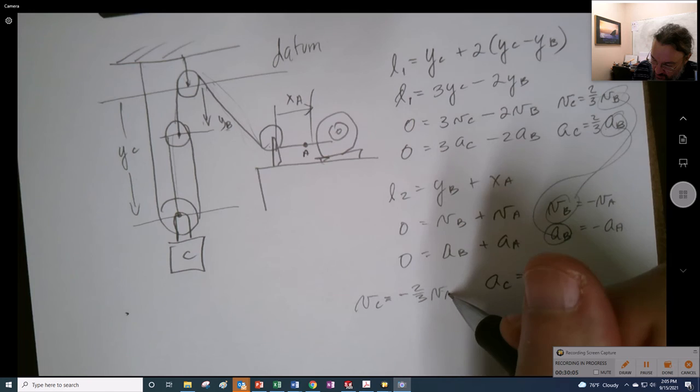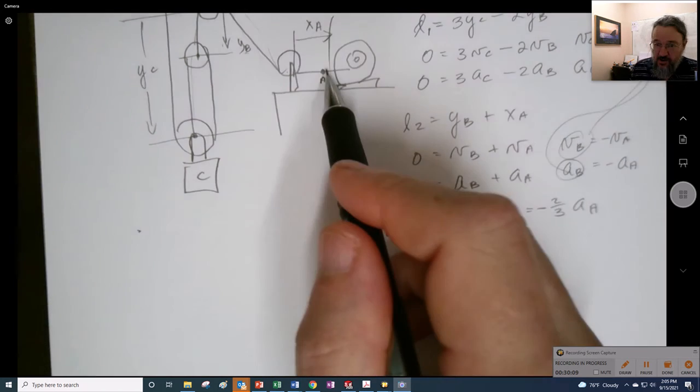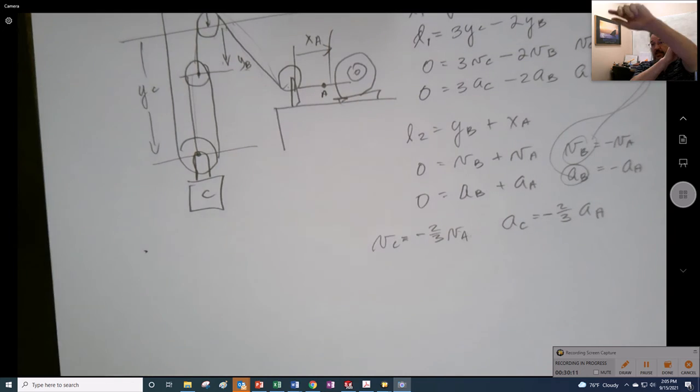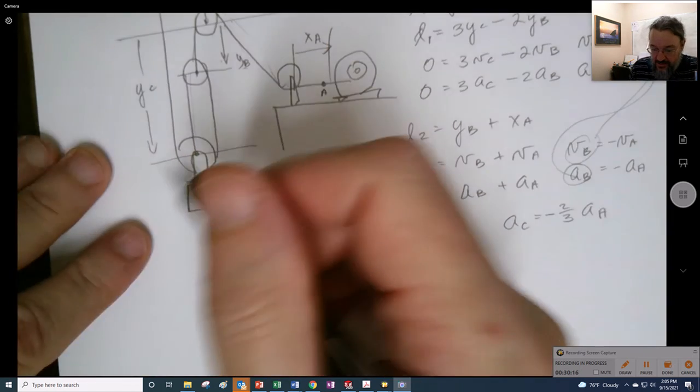Like I said, we don't care about b, so we got rid of them. All right, great. So now we have to figure out what the motion of a is. Now there's a little tricky thing: c is the thing that moved, right?